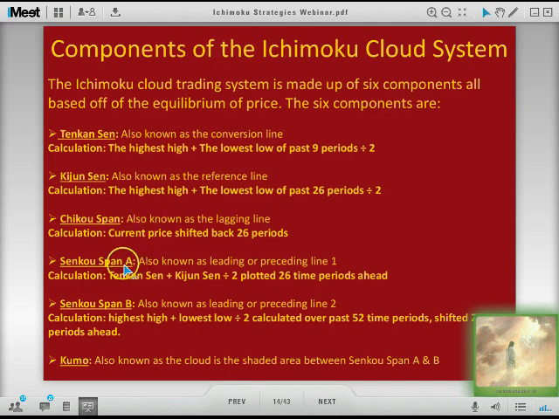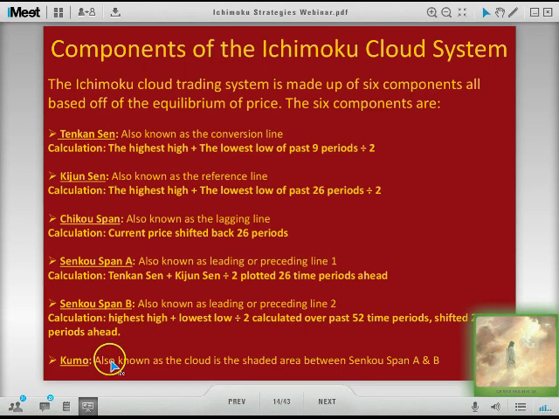Now we have the Senkou span A, also known as leading or preceding line 1. The calculation here is the Tenkan-sen and the Kijun-sen divided by 2, plotted 26 time periods ahead. Senkou span B, also known as the leading or preceding line 2, calculates the highest high and lowest low divided by 2, calculated over the past 52 periods and shifted 26 periods ahead. The Senkou span B is always going to be the one of the clouds that you look at and see it's flat, and that's where a lot of support and resistance comes in, back to the Senkou span B.